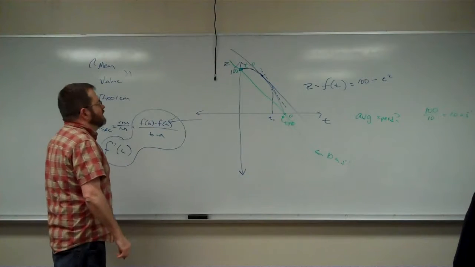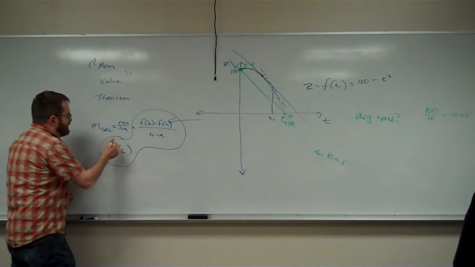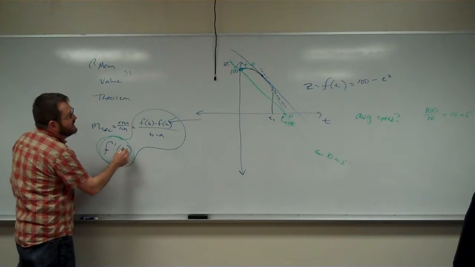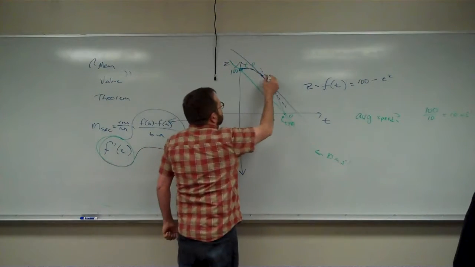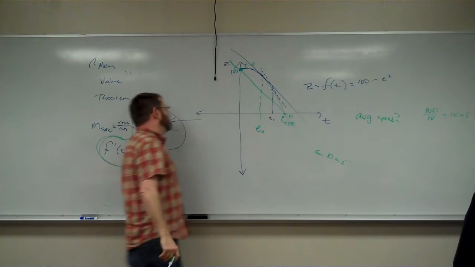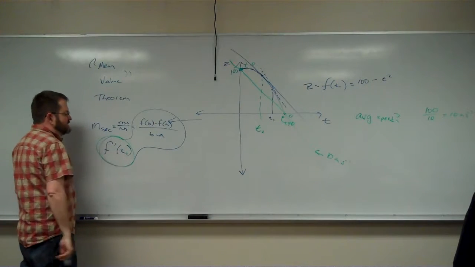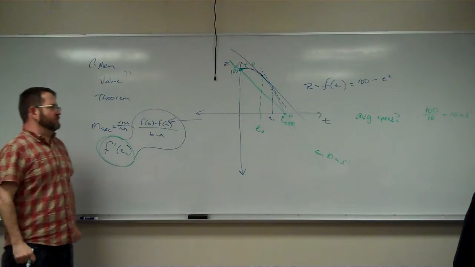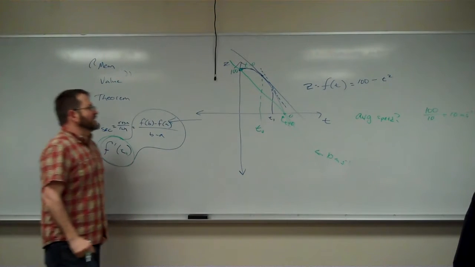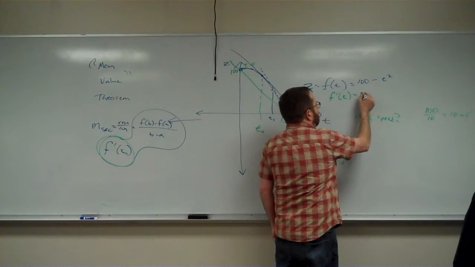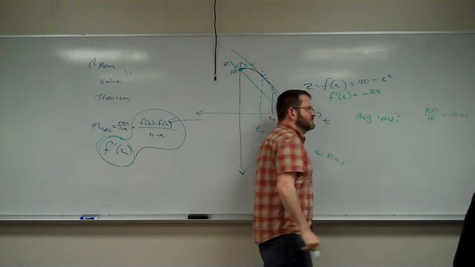Alright? So what we now know is that there is some time, we'll call it t. What should we call this time? I don't know. T naught, t0. There'll be some time where the derivative at that time is this mean value. So let's see, what is the derivative, f prime of t? Well, it appears to be negative 2t.